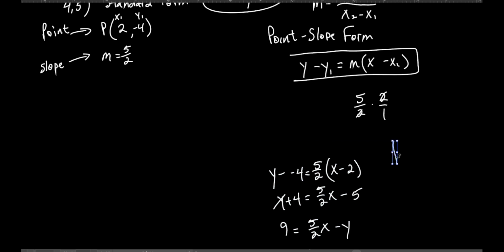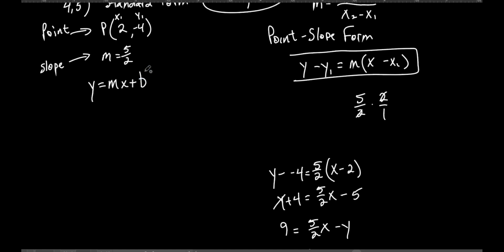Where'd that little slashy thing come from? Where'd that come from? I don't know. Let's do it another way. Let's do it the way that you probably would do it, right? Because you didn't know the point slope form before today, so you probably wouldn't have used this. So what would we do here? Well, I'd put it in the slope intercept form.